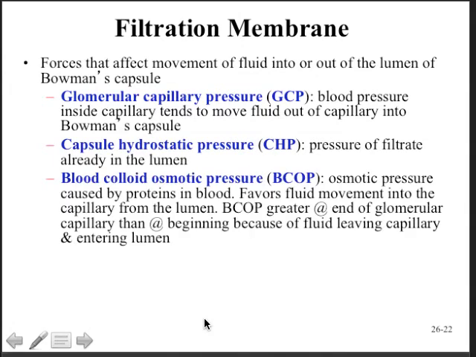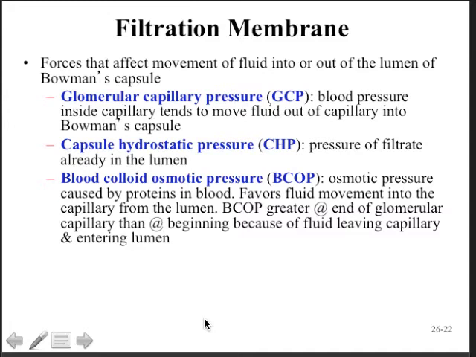So that's going to act opposite the net flow of filtrate out. The blood colloid osmotic pressure is the osmotic pressure of the dissolved solutes in the blood plasma, and that's going to be a net filtration pressure into the glomerulus. Remember that large proteins are not going to be able to cross, in addition to formed elements. So this favors the fluid movement into the capillary from the lumen.